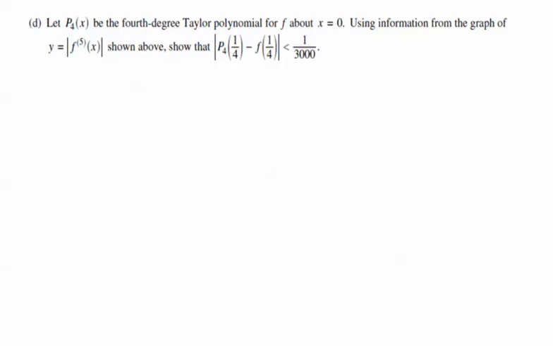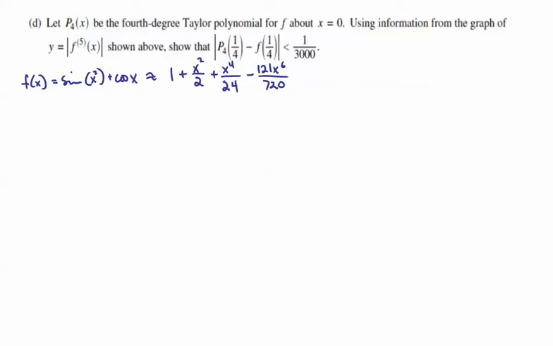Now in part D of this problem, we're told to let p sub 4 of x be the fourth degree Taylor polynomial for f about x equals 0. So I just want to bring in our work from the previous steps. In the previous steps we were asked to find the first four non-zero terms of f of x, and we found them there. But here, this is a slight change, and you really have to pay attention to it. Here it says let p sub 4 of x be the fourth degree Taylor polynomial.